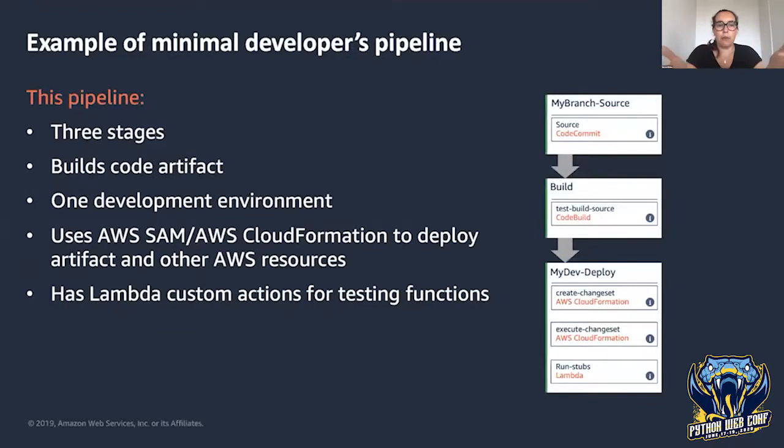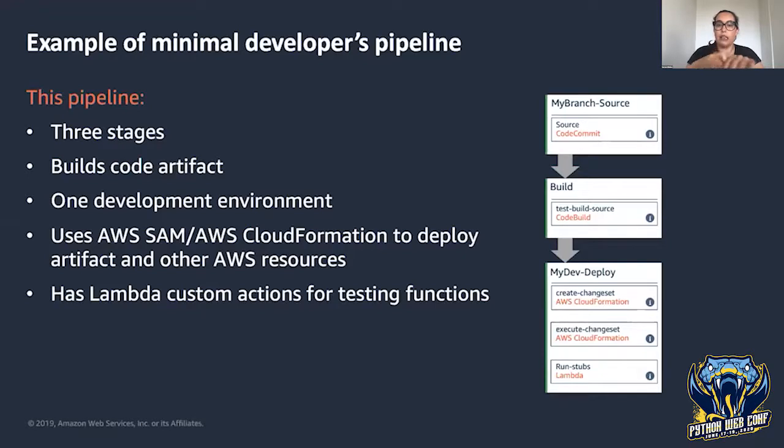So this is an example of a minimal developer pipeline. We will have 3 stages in the most minimal pipeline. We will have the source, then a build stage, and then a deployment to a testing environment or development environment. So we have 3 stages and 1 development environment.